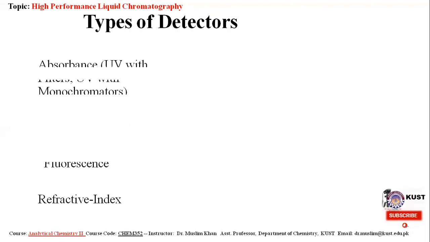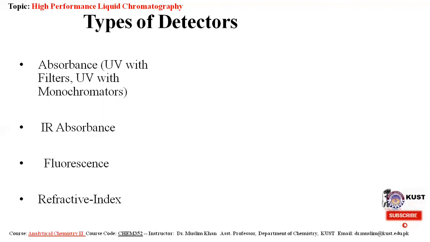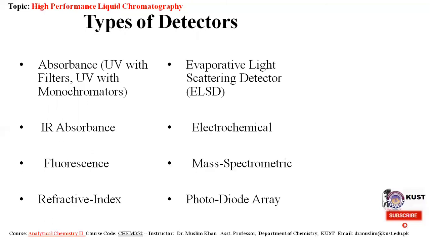So there are different types of detectors in an HPLC system: absorbance, UV filter, UV with monochromator, also IR absorbance detector, fluorescence detector, refractive index detector, evaporative light scattering detector, electrochemical detector, mass spectrometric detector, photodiode array detector. These are the different types of detectors used in HPLC chromatography. You should know at least the basics of these detectors, how they basically work.